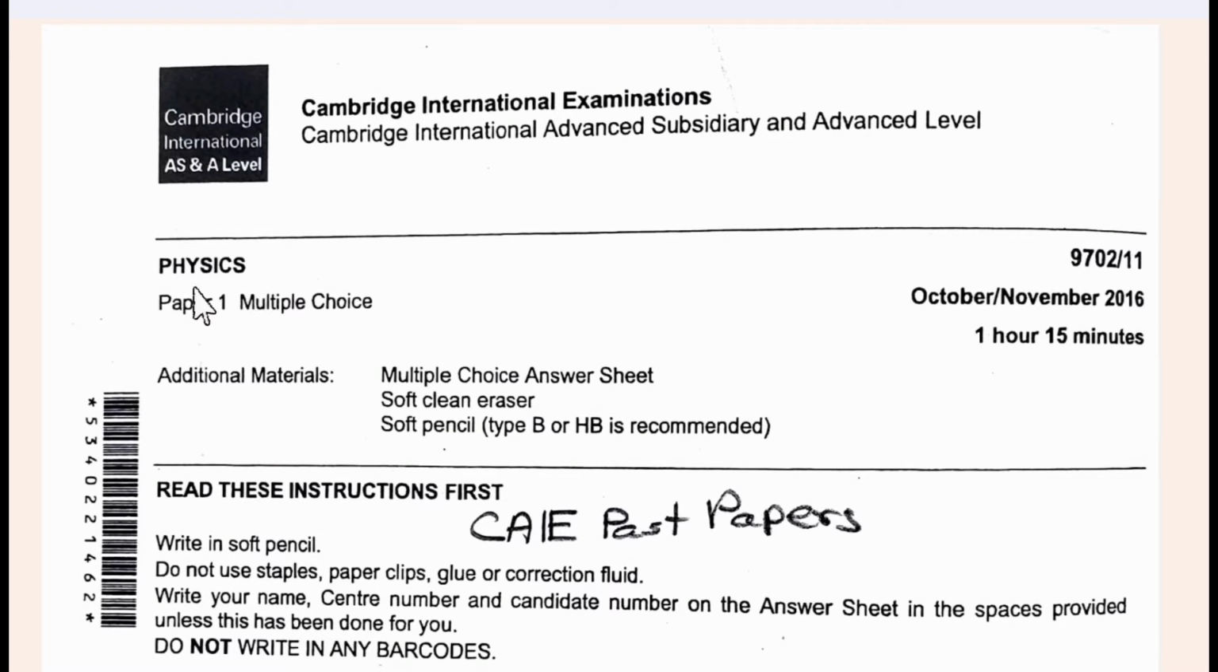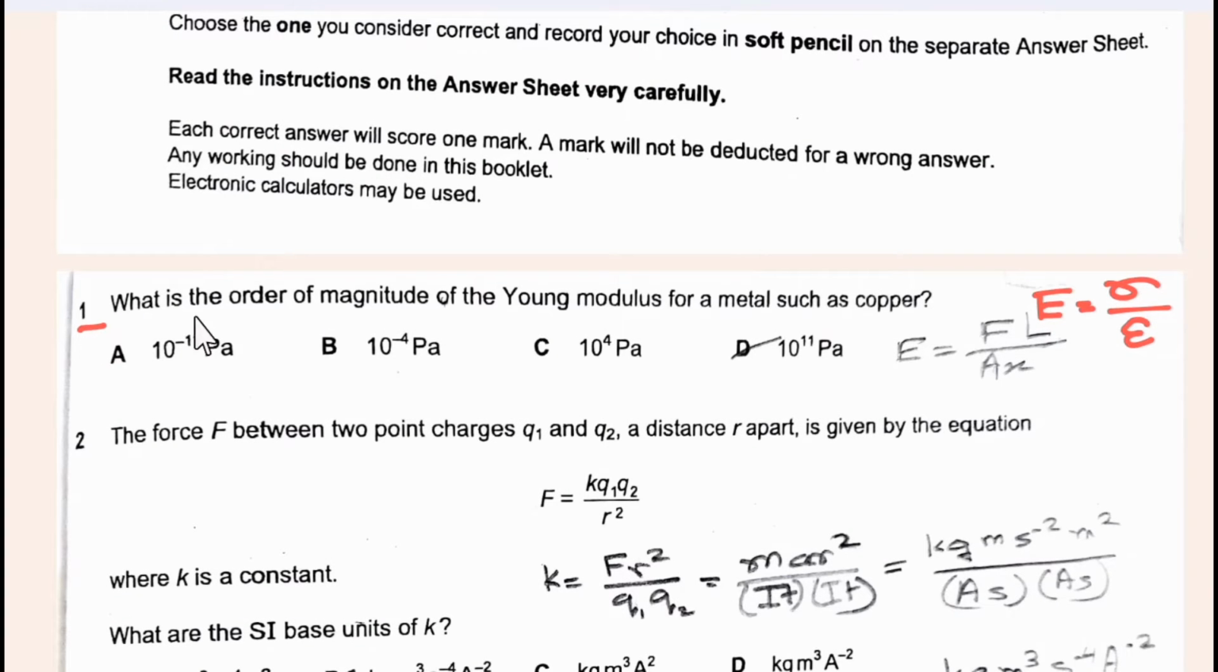We will be discussing Physics Paper 1 MCQ paper, 2016 October-November, variant 11, and the subject code is 9702.